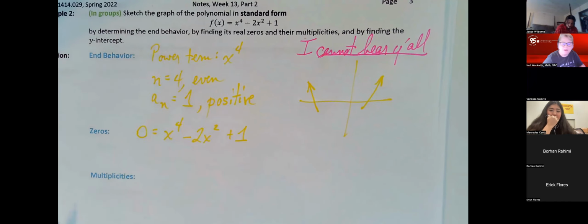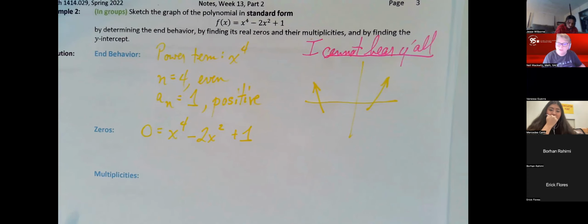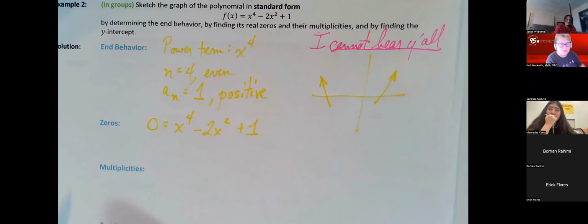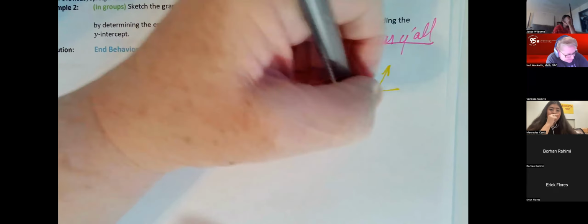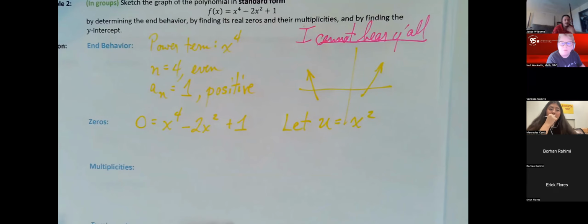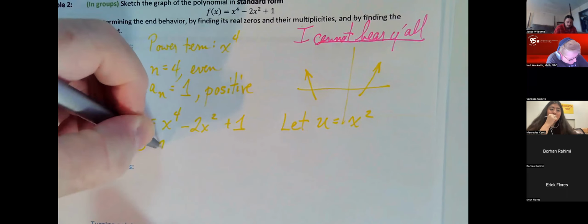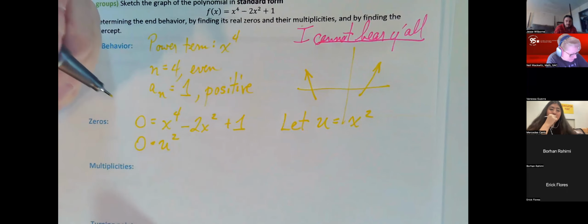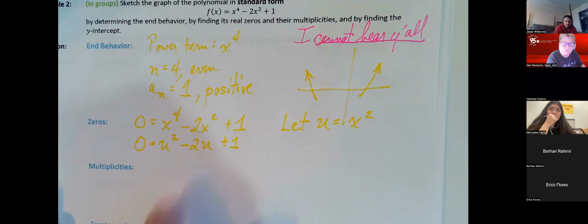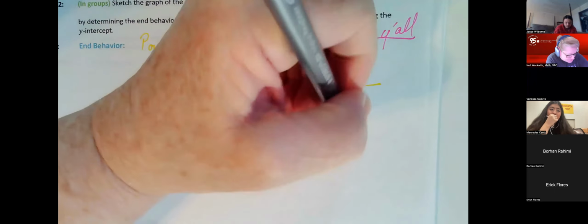This looks like the same pattern we had before. 3 terms, but x to the fourth, x squared and 1, instead of x squared, x and 1, like a regular quadratic. So again, we're going to let u be x squared so that we can see the pattern more easily. So we have 0 equals u squared minus 2u plus 1. How would we factor that? What is C and what is B?